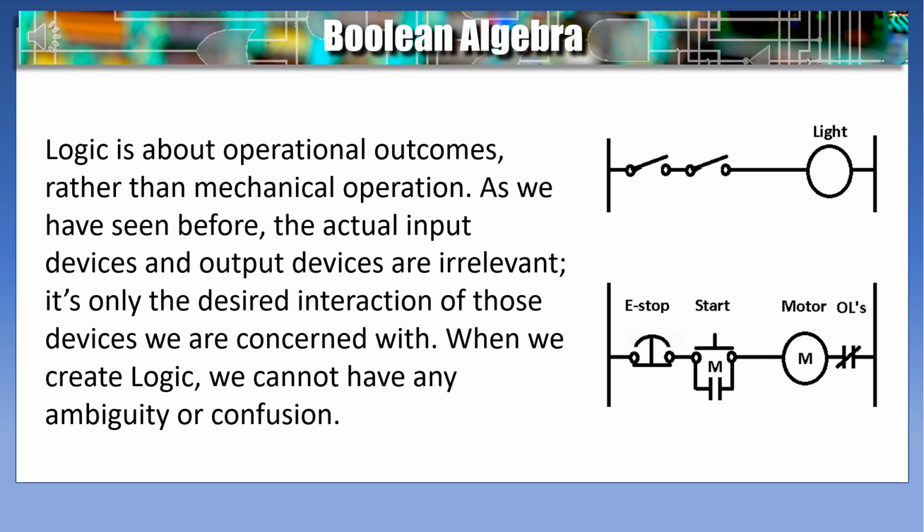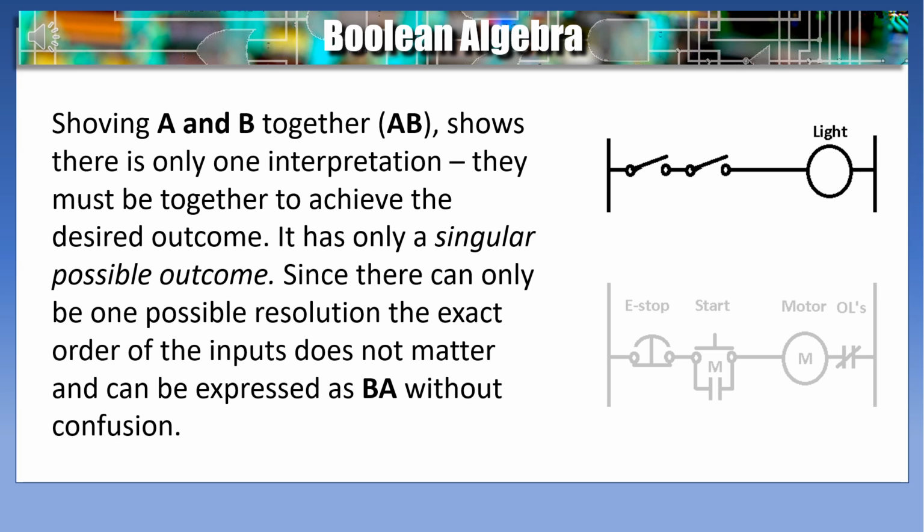Logic is about operational outcomes rather than mechanical operation. As we've seen before, the actual input devices and output devices are irrelevant. It's only the desired interaction of those devices we are concerned with. When we create logic, we cannot have any ambiguity or confusion. Shoving A and B together as AB shows there is only one interpretation. They must be together to achieve the desired outcome.